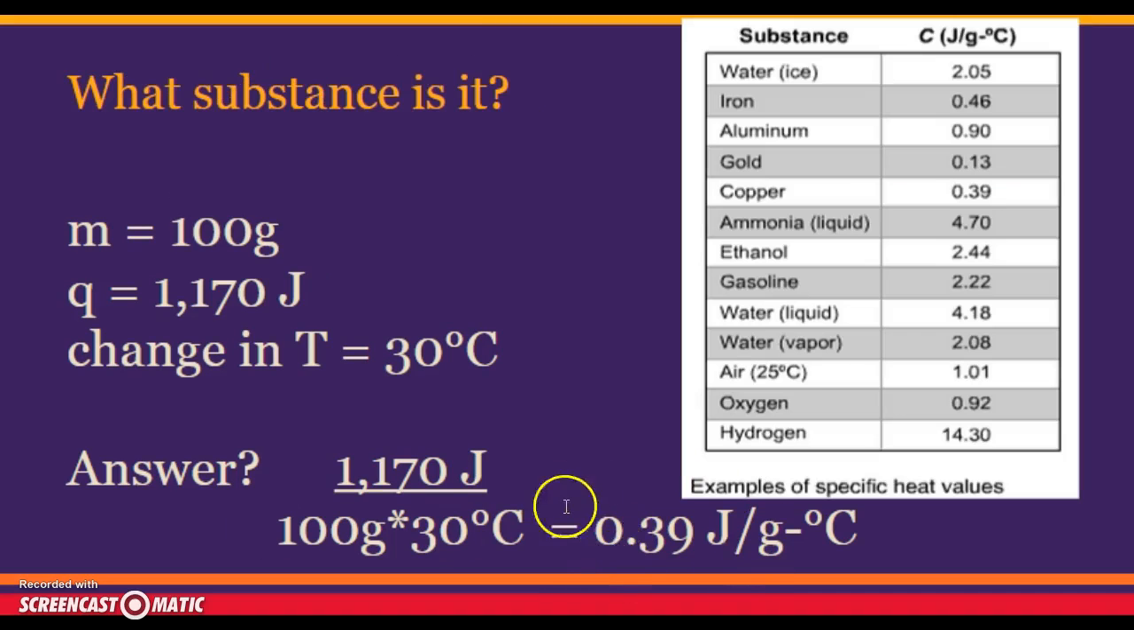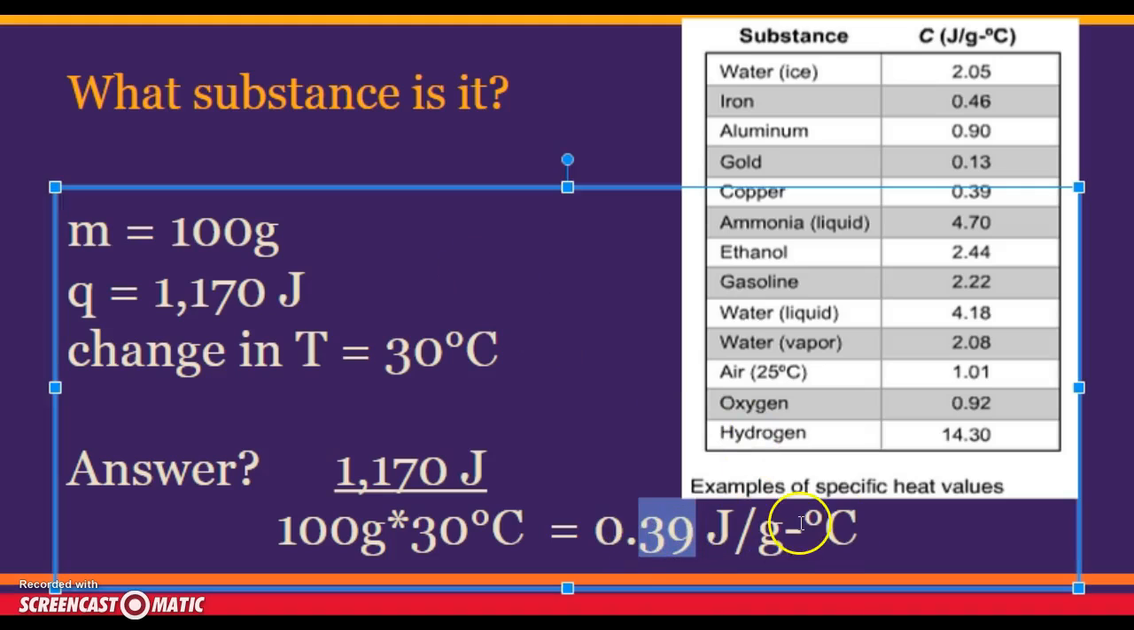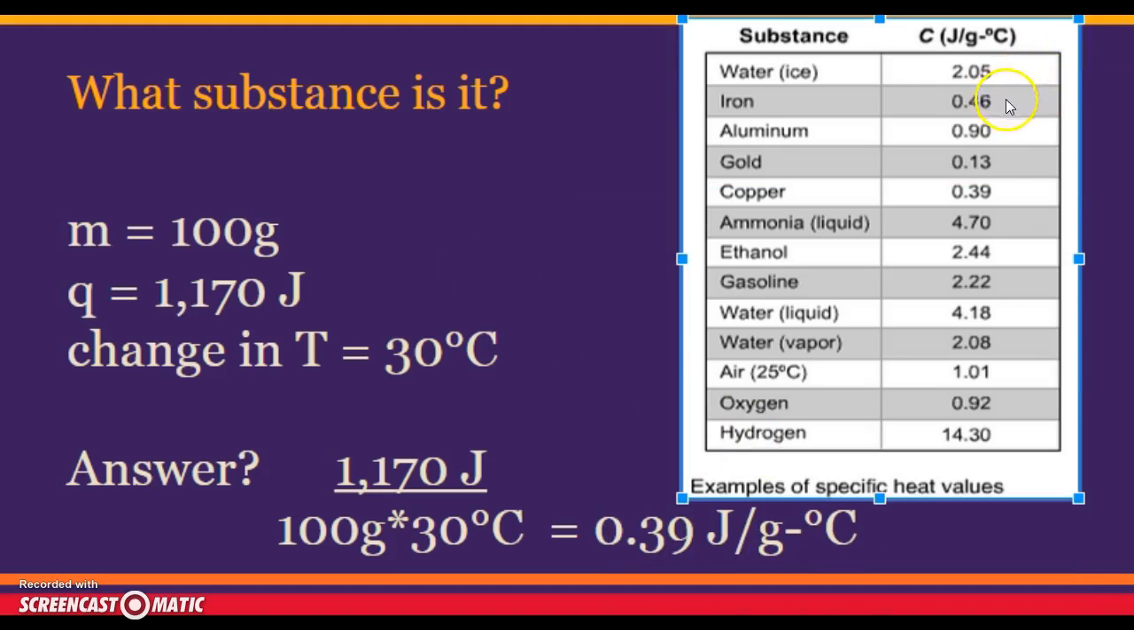So use this information, use your table of specific heat, and tell me, what substance was this story problem about? So hit pause, get your answer. My specific heat is 0.39. So I look in here, and, oh, there it is. It was talking about copper. And copper is abbreviated Cu.